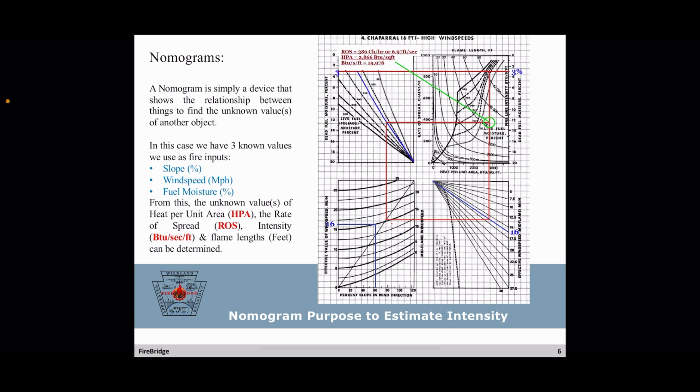So right now you're looking at a fuel model for Chaparral on the high wind speed side. And so up here you can see the rate of spread is about 380 chains per hour, or 7 feet per second. The heat per unit area, which is what the HPA is, that's 2,866 BTU per square foot. Now, the BTU per second per foot is 19,976. So now, when you start with this, you'll start down here in the lower left quadrant, you'll get your slope, come up to your wind speed, your measured 20-foot winds, and then you come over to the left and you get your 16-mile-an-hour winds.